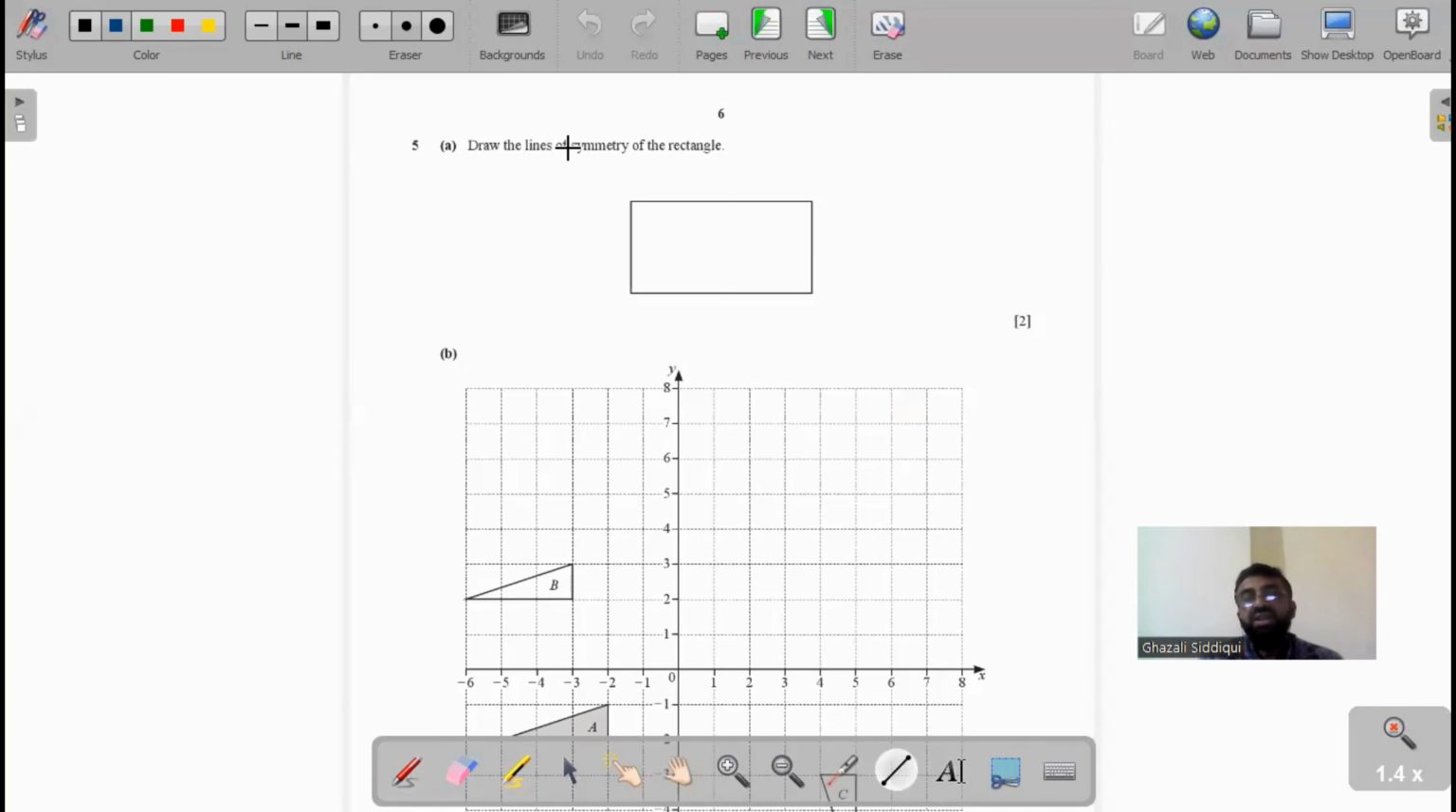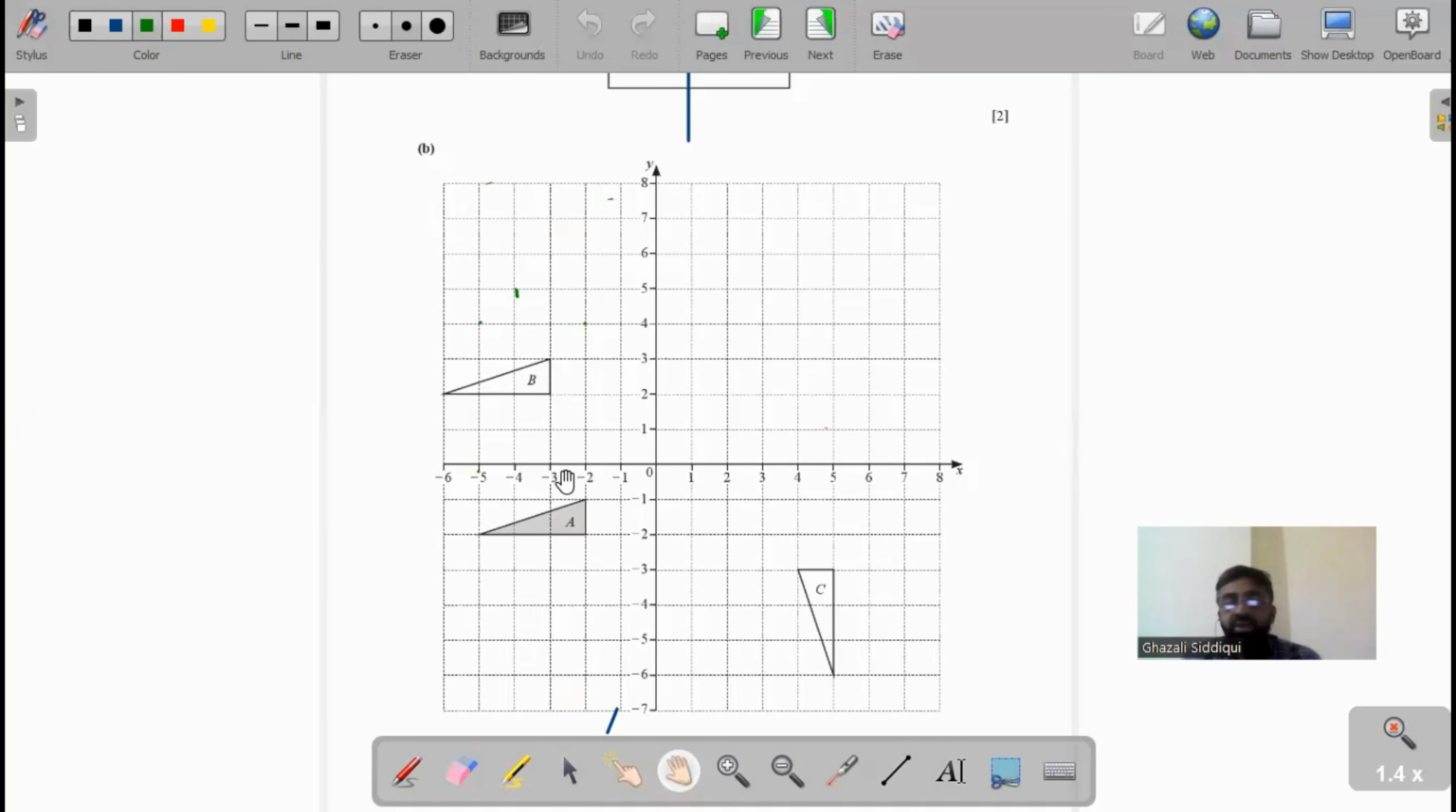Question 5. Draw the line of symmetry of the rectangle. We have to draw here the line of symmetry. That line will divide the rectangle equally. Now this line is the line of symmetry of the rectangle. And the second line of symmetry will be this. And these are two lines of symmetry.